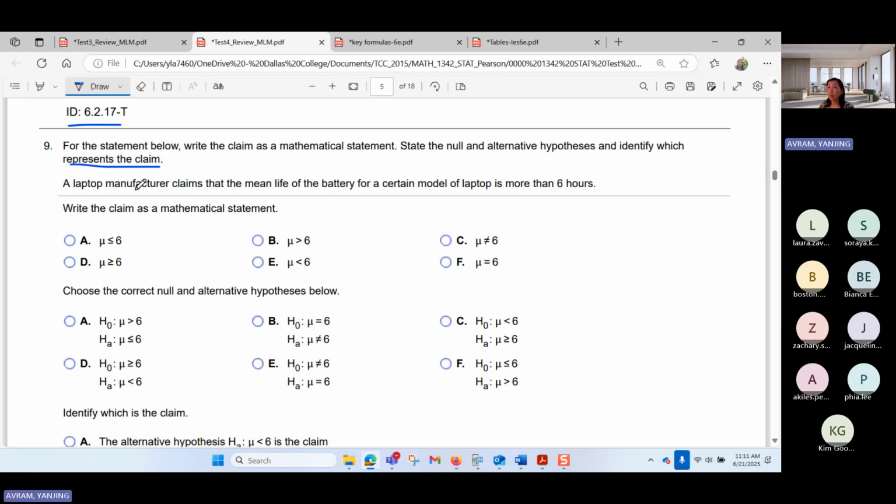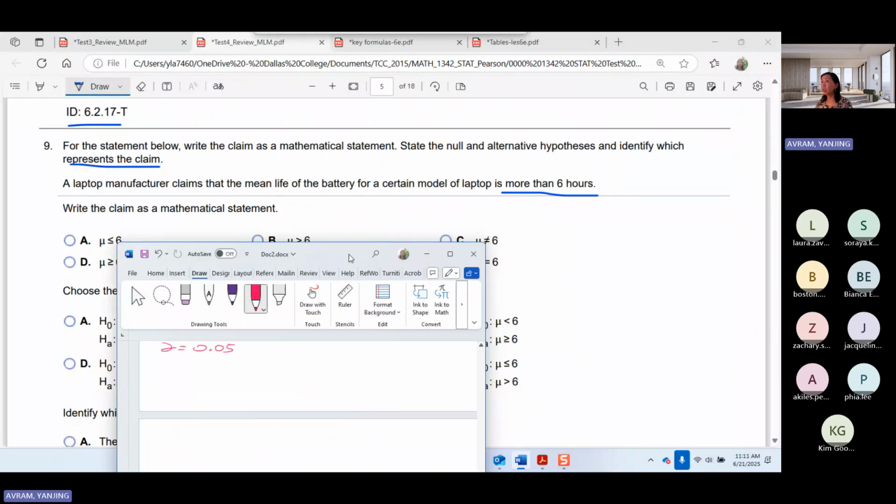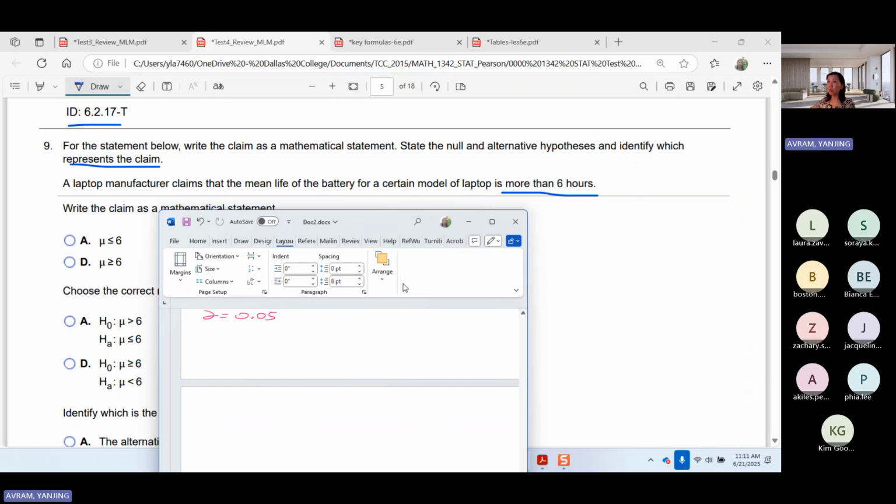So this one is: a laptop manufacturer claims that the battery life of a certain model is more than 6 hours. Okay, so what does more than mean? More is greater than 6 hours. Since this does not have an equal sign, let's go to the alternative hypothesis. So the alternative: mu is less than 6. And what is my null? My null should be complementary in this one, so my null should be greater than or equal to 6.